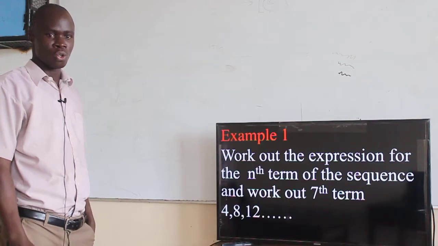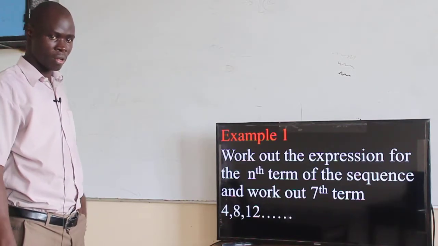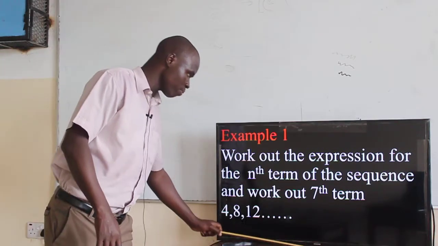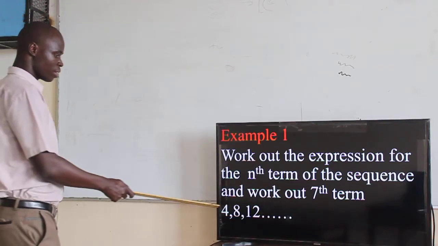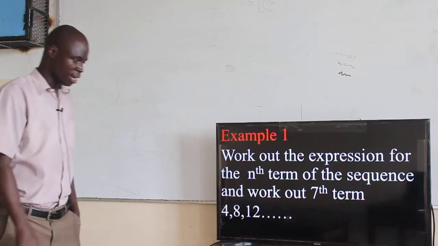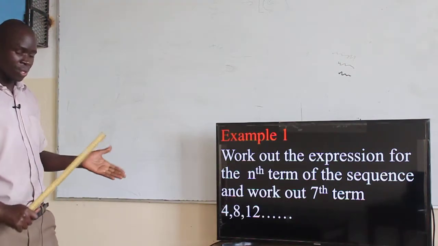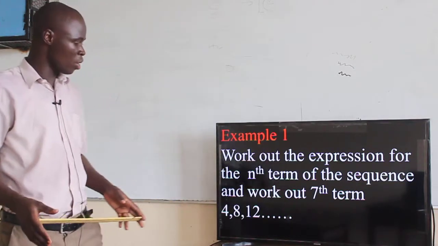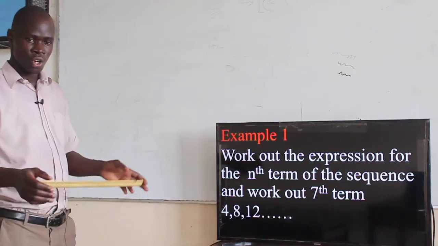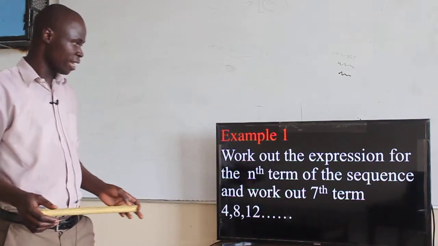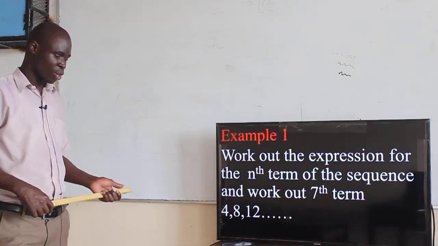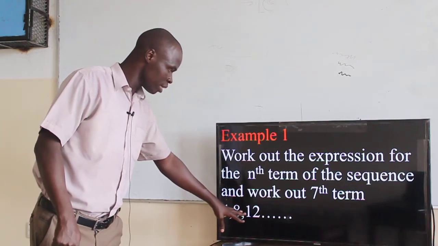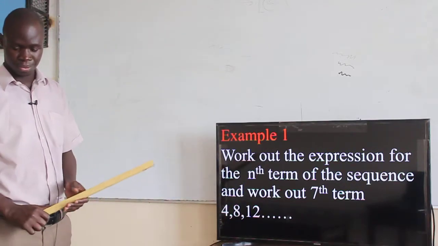For example, now we are going to look at a worked out example. Here I am just given the first three terms: the first term, second term, and third term. From this example, the first thing I want to do is to find out if the values increase or decrease, to know whether it's positive or negative. And after that, we are going to calculate the term.